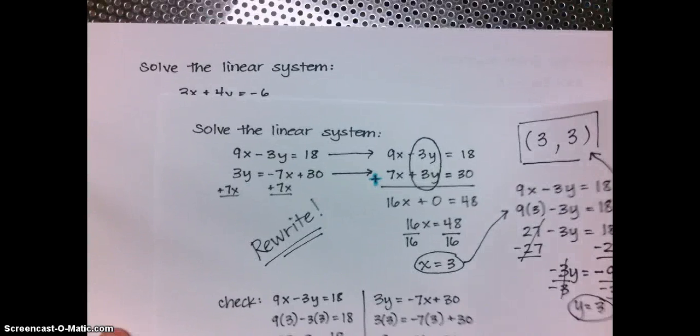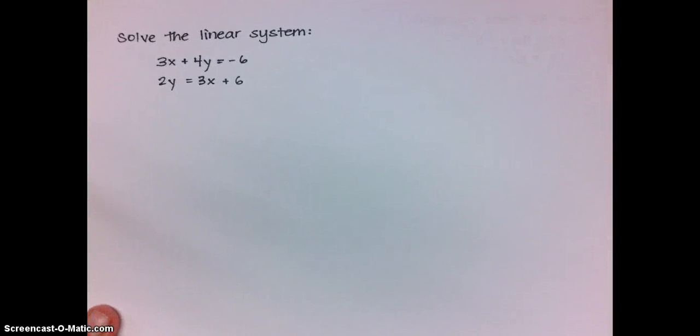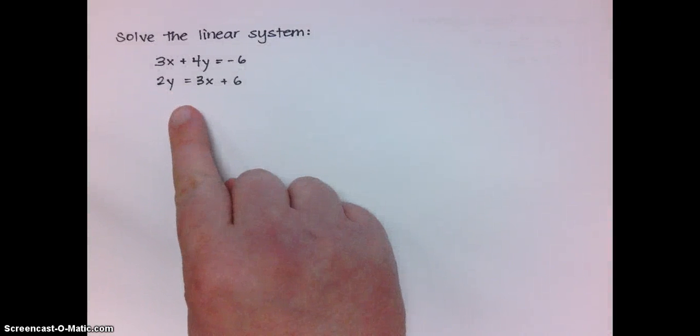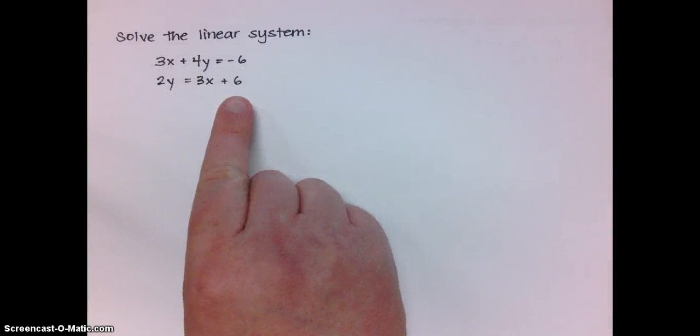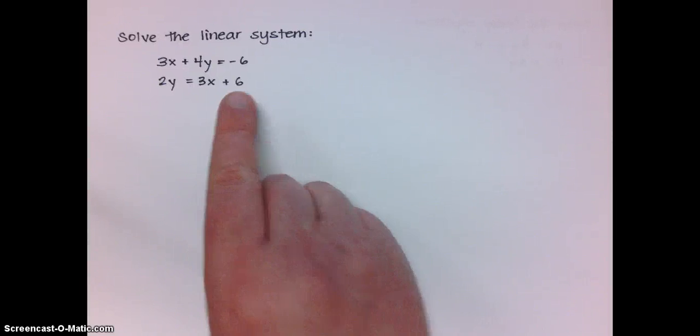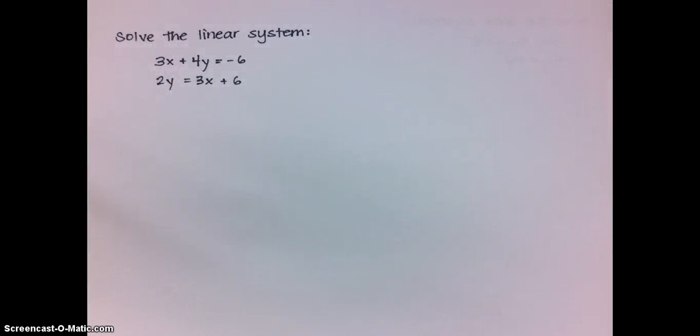So for your homework, before you come into class, I want you to try one on your own. I want you to solve this either through addition or subtraction. You have 3x plus 4y is equal to negative 6, and you also have 2y is equal to 3x plus 6. So let's look to see which variable you think you're going to be able to get rid of, and if you're going to have to do any rewriting of the equation before you actually add or subtract. So come to class with any questions you might have.